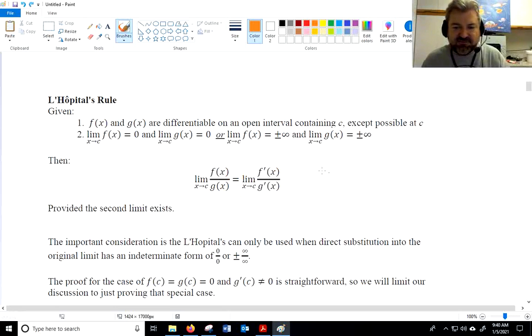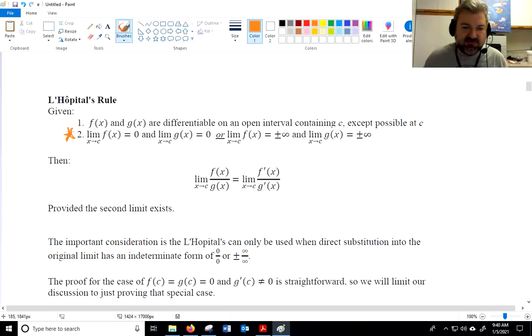So if you get this 0 over 0 or infinity over infinity, you can take the derivative of the top and the derivative of the bottom. Now, we're not using the quotient rule or anything. It's just derivative of the top, derivative of the bottom, and try again. All right? The important consideration is that L'Hopital's can only be used when direct substitution into the original limit has the indeterminate form of 0 over 0 or infinity over infinity. And you have to demonstrate this fact.